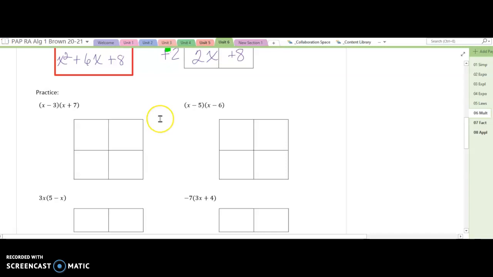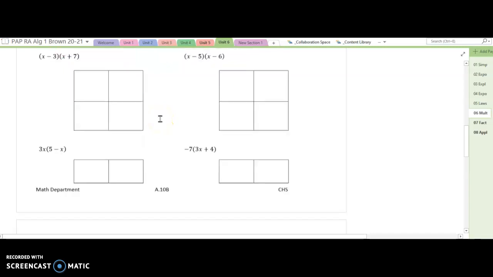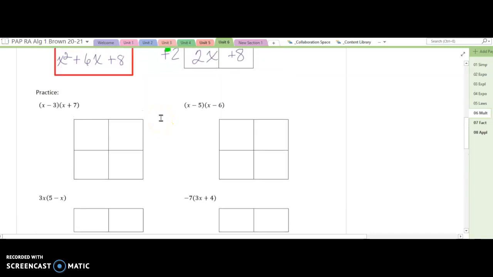Okay, so we have 4 practice problems here. I'm going to go through these with you and see how we do, okay? So let's see. We have x minus 3 times x plus 7. If you'll notice, I have 2 terms here and 2 terms here. So that's how come I have a 2 by 2.